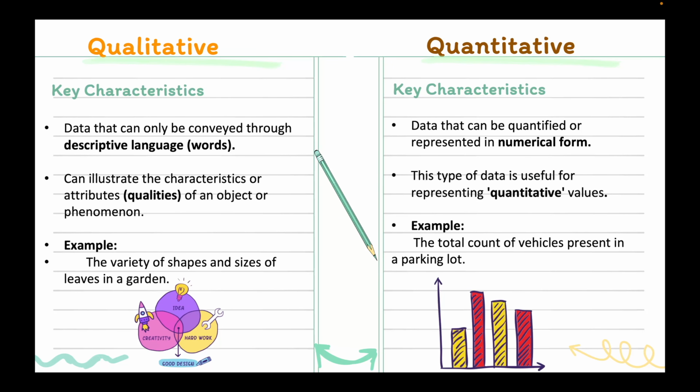Let's have a look at the differences between qualitative and quantitative data. Qualitative data uses descriptive language or words to represent the data, wherein quantitative data is generally represented using numerals. Qualitative data describes the qualities of an object, for example, the variety of shapes and sizes of leaves in a garden, wherein quantitative data uses quantitative values to represent the data. For example, the total count of vehicles present in a parking lot.